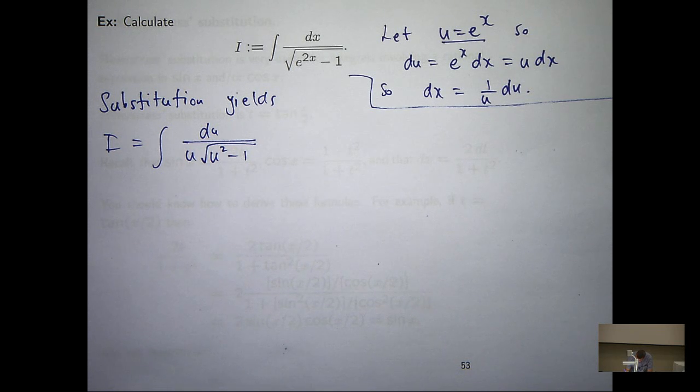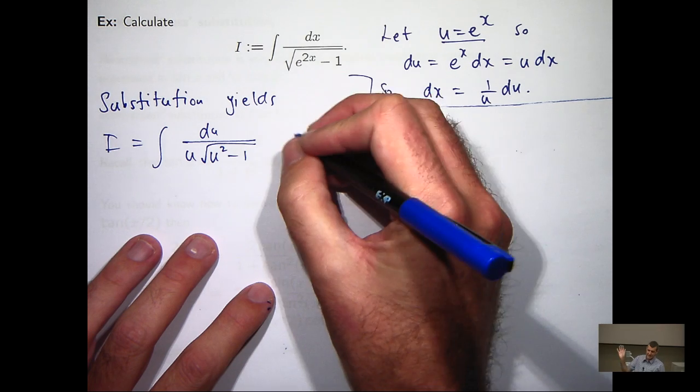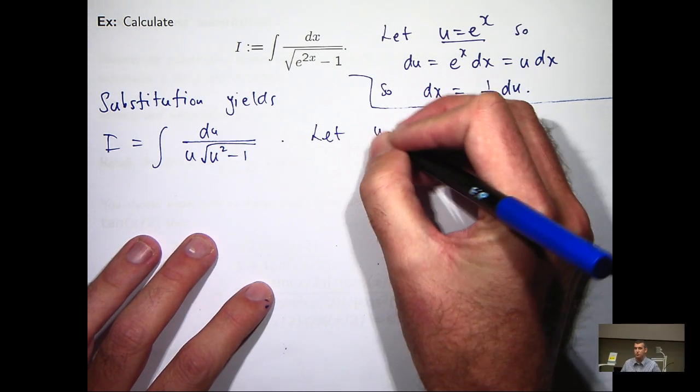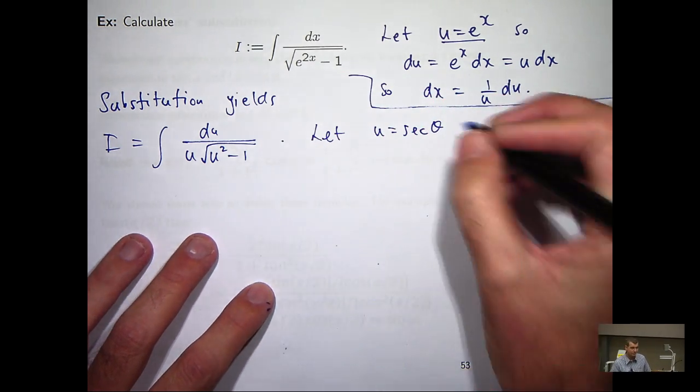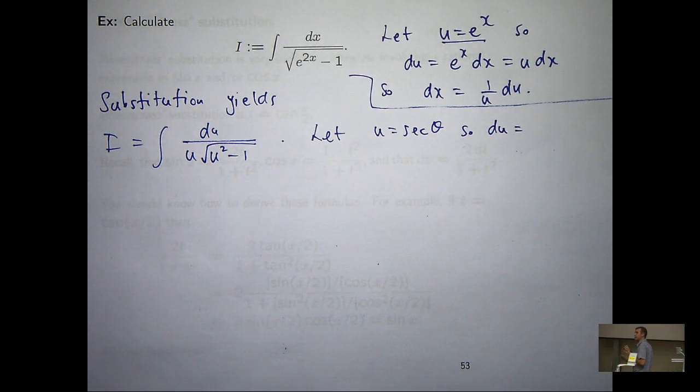Oh, good attempt. Almost. U equals sec theta, because we've got a u squared minus 1. Okay? So this now involves a trig substitution, right? So if u equals sec theta, what's du going to be? Sec theta tan theta d theta.